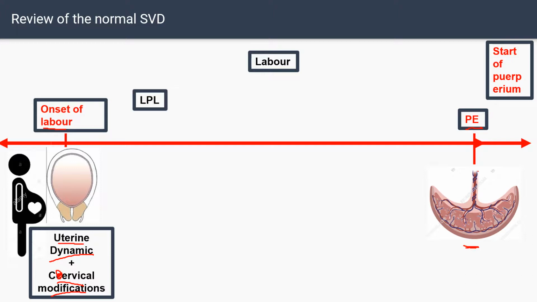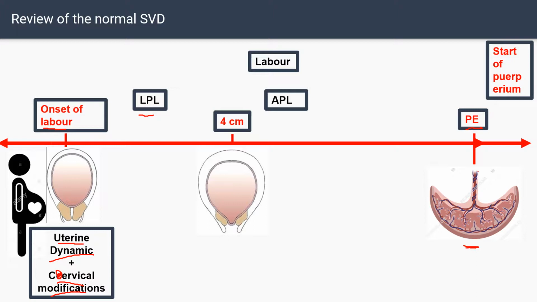So all this process of labor can be divided in a lot of different stages that we need to know. First, the first stage is the dilatation. The dilatation stage is from when the onset of labor starts until the complete dilatation, that is 10 centimeters. And the dilatation stage is divided in latent phase of labor, that is represented here, and active phase of labor, that is represented here.